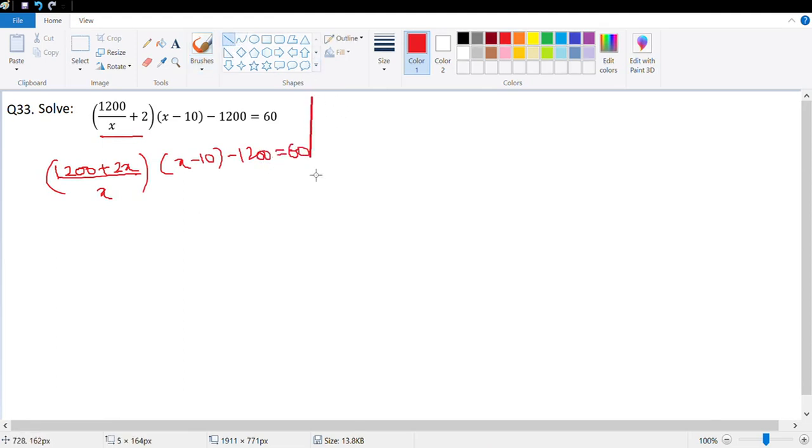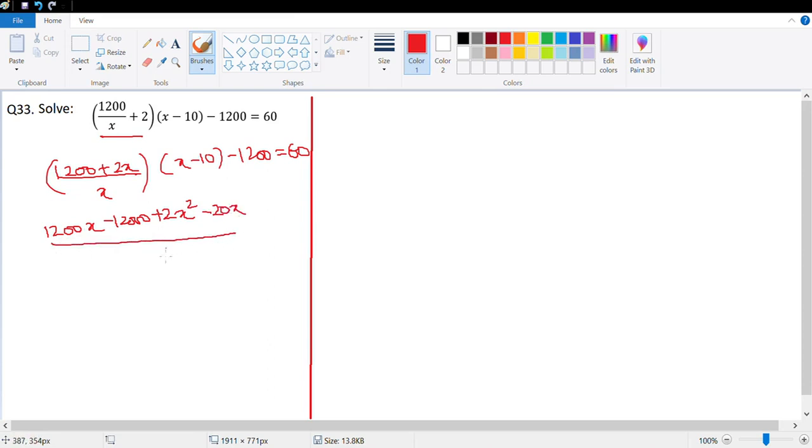Now let's multiply the first two terms and see what we get. So multiplying 1200 into x, that's 1200x, minus 1200 into 10, that's minus 12,000, plus 2x into x, that's plus 2x squared, plus 2x into minus 10, that's minus 20x, everything divided by x, minus 1200 is equal to 60. Maybe I could bring 60 here, or I could take 1200 that side. Okay, that I could do in the next step.